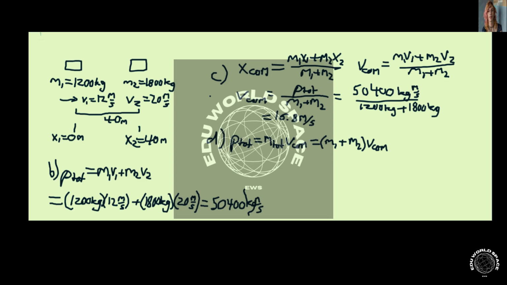Now we can already see that this is going to give us back the total momentum, because this multiplication here is just undoing this division here. So what we'll have is m1 plus m2 multiplied by p_tot divided by m1 plus m2. Those m1 plus m2s are going to cancel and just leave us with p_tot. So we can already see that, but it's good to demonstrate just for the purposes of calculation.